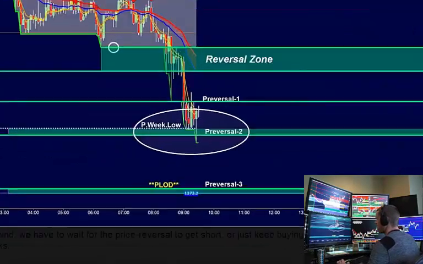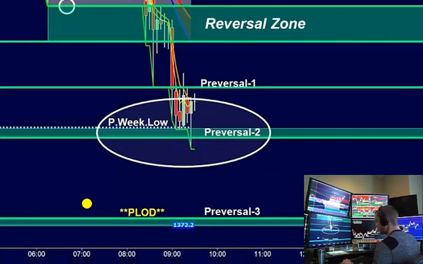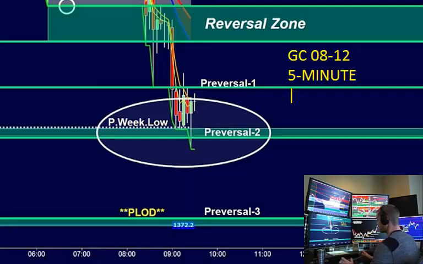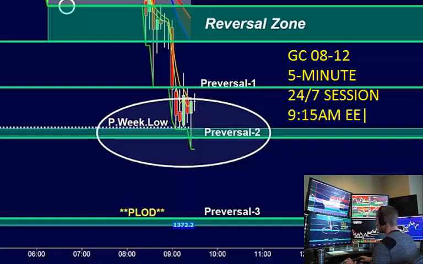We looked today and saw a great clue here. Now, can you see this wick? Take out a 5-minute chart on gold. And remember, we just rolled forward a few weeks ago. That's the 08-12 contract. I'm going to take out a 5-minute chart. This is going to be a 24/7 session template, so nothing special. I want you to take a look right around 9:15 this morning. Take a look at it on your own charts, and you'll see it.